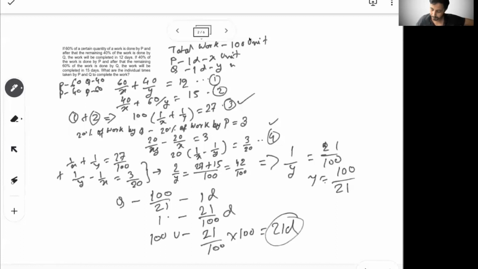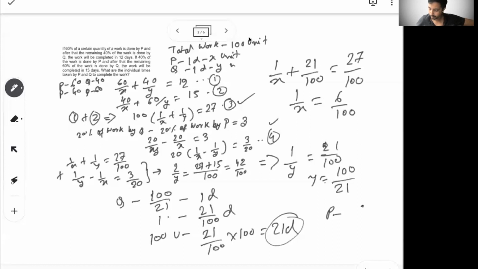So if y is 100 by 21, I can write 1 by x plus 1 by y, which is 21 by 100, should be equal to 27 by 100. I'm just using equation 3. So 1 by x in this case is 6 by 100. If 6 by 100, you again put the value in the similar way that we have done, and you can see you can do the work in 6 days. So y was 100 by 21 and x in this case is 100 by 6. So P will take 6 days. The same approach that we used for Q, the same way you can calculate for P. So P will take 6 days.